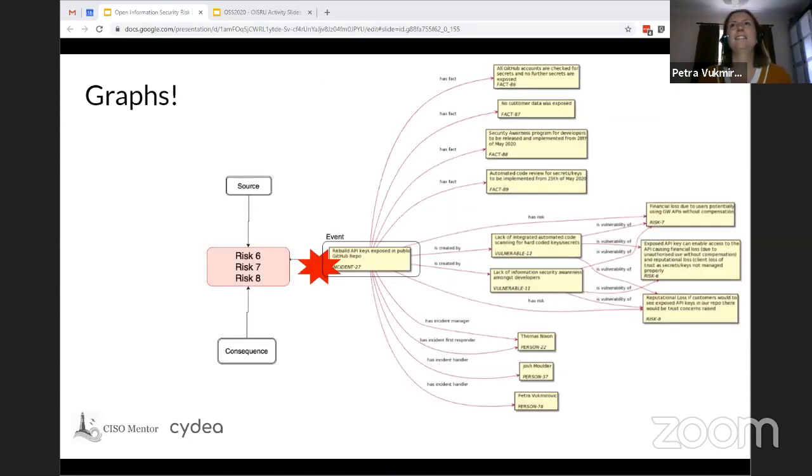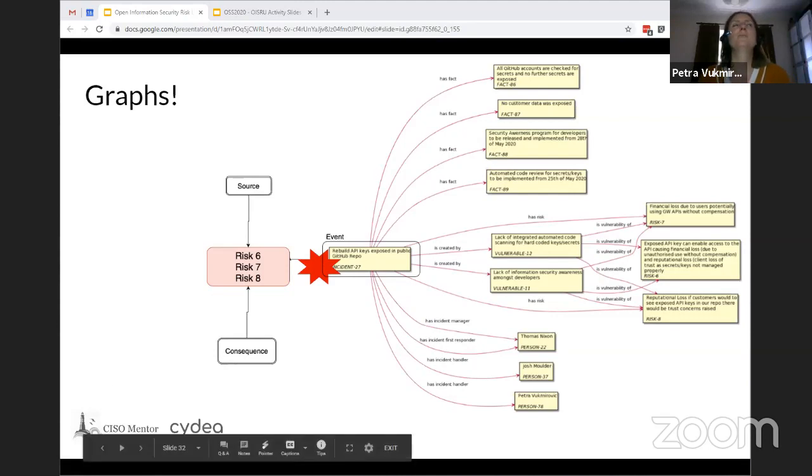And this is the other option that we said, that was the second drawing. So same thing, but this time we would tie the risks to the event like this, to the incident, which would actually be equal to an event. And then we would have a separate source and a consequence. So the risk would be kind of the predecessor of the incident itself. This is our second option.